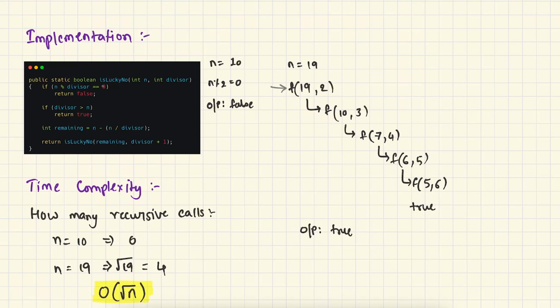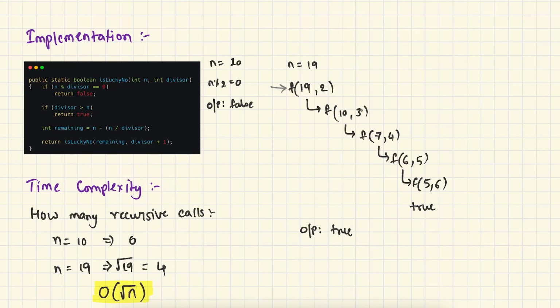So 19 is not divisible by 2. So we skip this step. Then we check whether divisor is greater than n or not. In this case divisor is not greater than n, right? So we also skip this step. So ultimately we are going to delete all the second terms here. And by using this formula, we get all the remaining terms. And after getting the remaining terms, we again call this function recursively by passing remaining and divisor plus 1. So f of 19, 2 makes a call to f of 10, 3 because now the remaining numbers are 10 and our divisor is going to become 3.